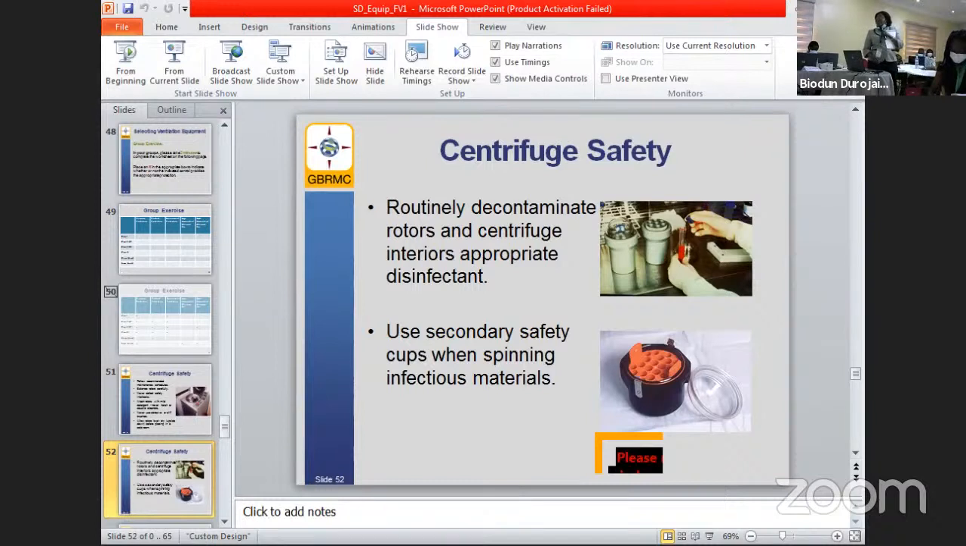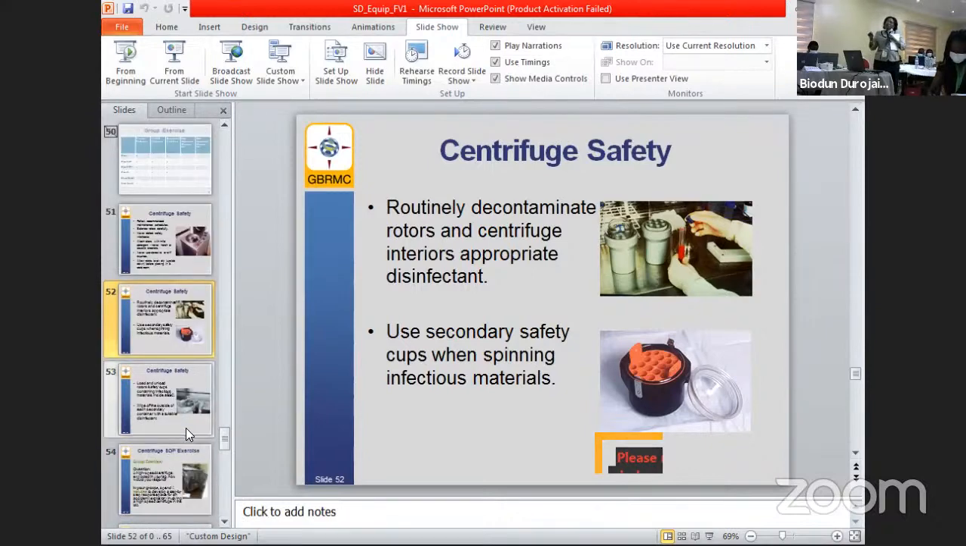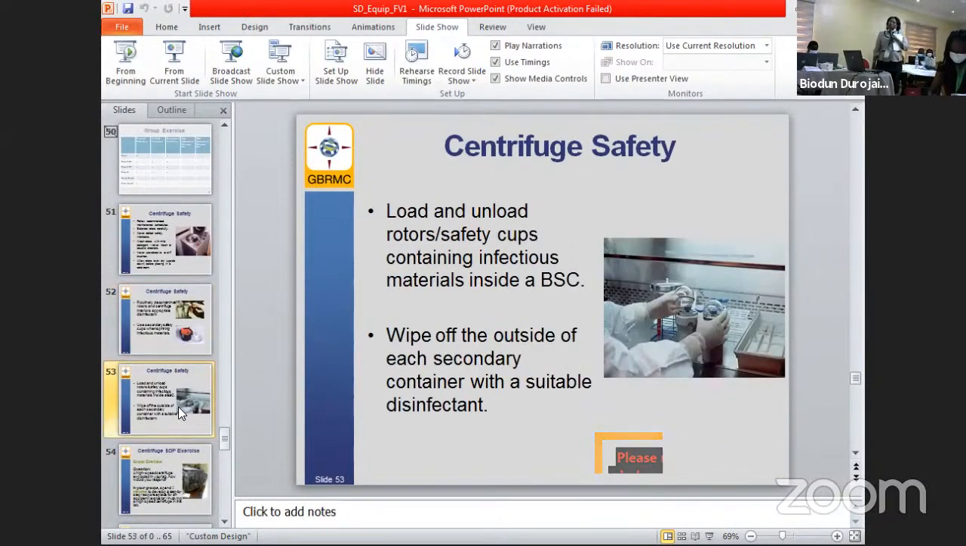We're still looking at the safety. You load and unload rotors and safety cups containing infectious materials inside the BSC. Wipe off the outside of each secondary container with a suitable disinfectant. These are good laboratory practices.